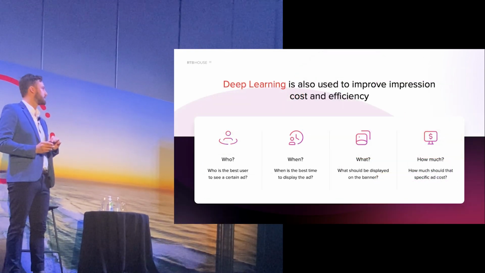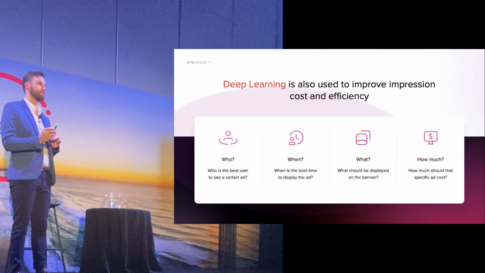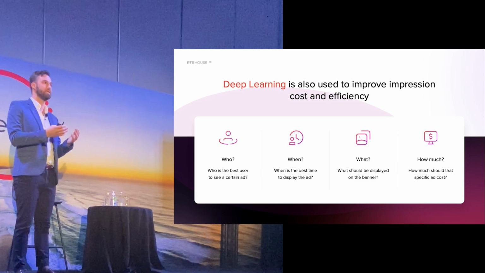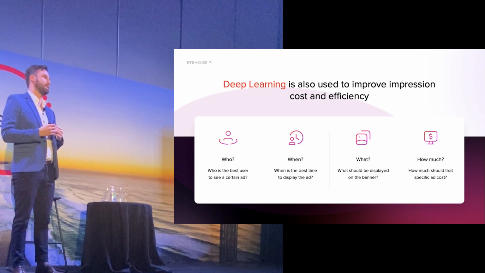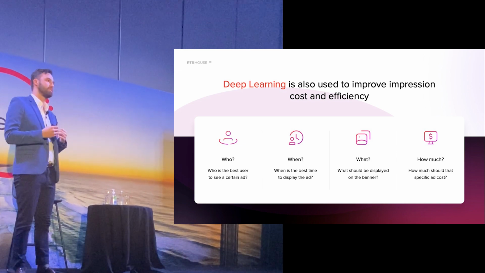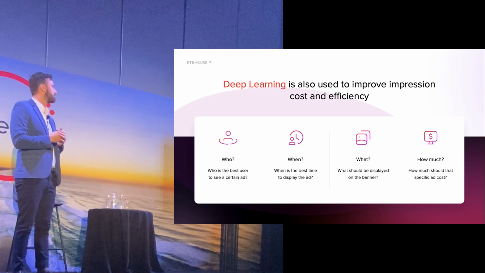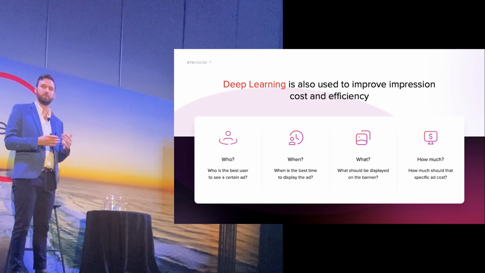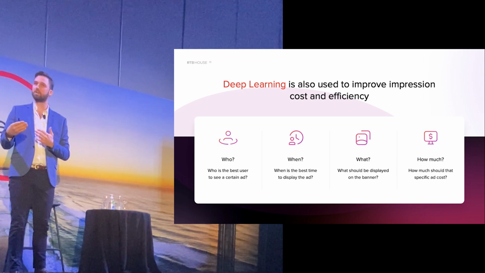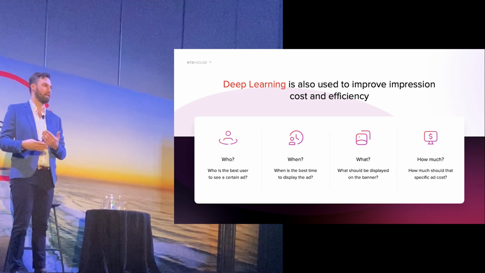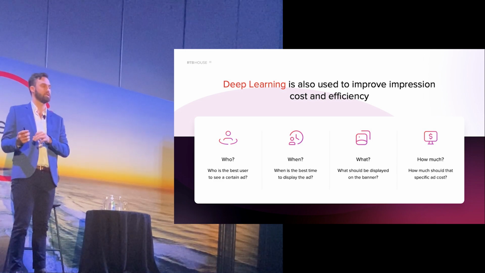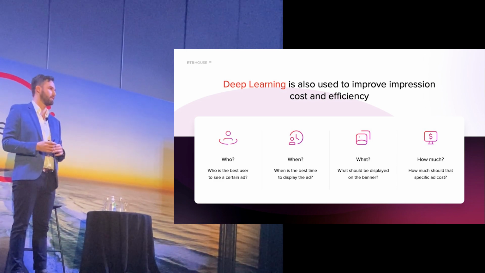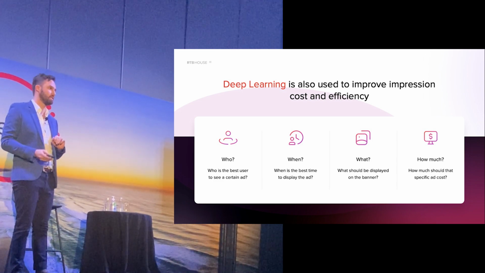We also then use it to improve cost and efficiency. So, who is the best user? When is the best time to display the ad? What should be displayed on the ads in the dynamic creative? And how much? So we can then understand the propensity for that person to purchase, how likely they are to actually complete that, and the cost and reward associated with that creative. And this all happens in real time as well.